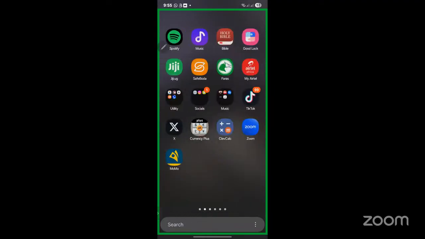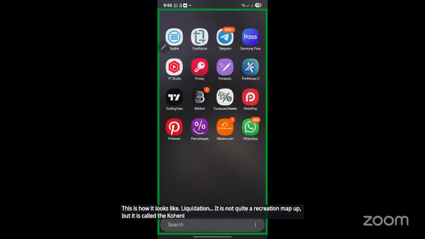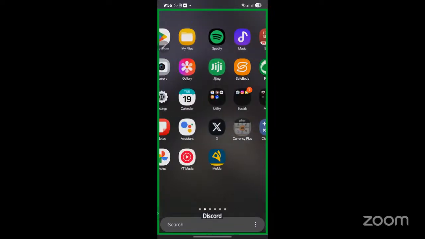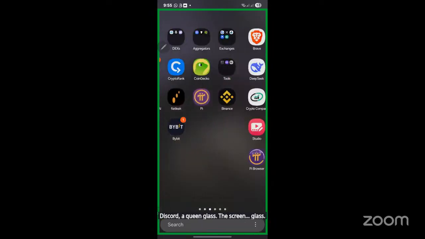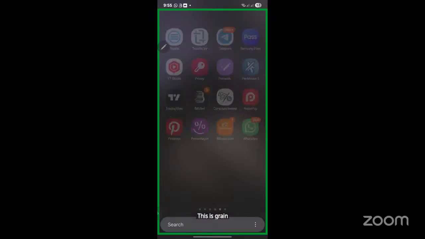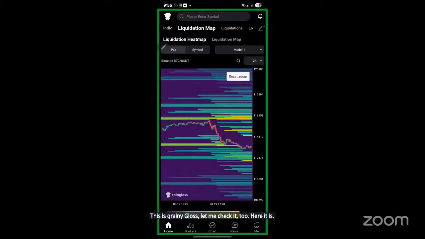It is not called a liquidation map up, it is called the Coinglass. Let me check it here. Here it is. So this is called the Coinglass.